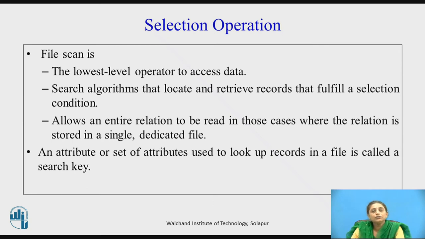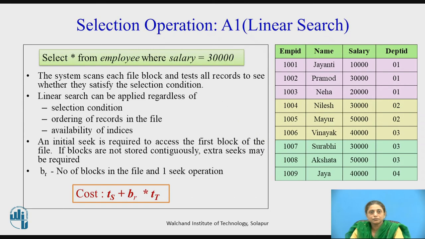Also, the attribute or set of attributes which are used to look up the record is generally called a key, that we already know. So we will start with linear search. Here in the selection operation, consider the query that selects star from employee where salary is equal to 30,000. Which records will be qualified?